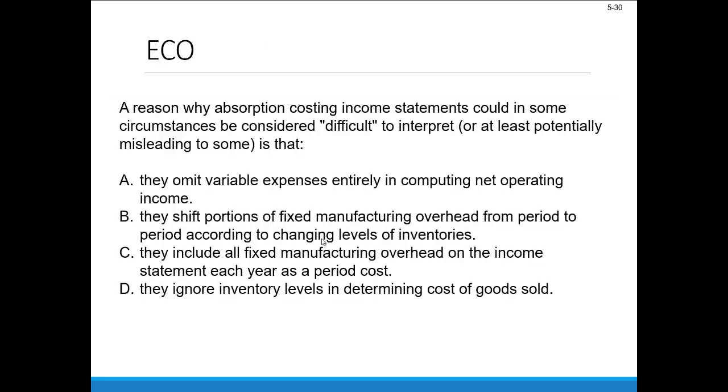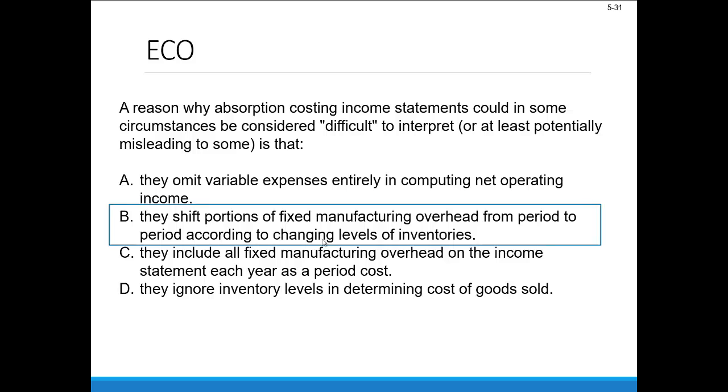So here's a quick question for you. A reason why absorption costing income statements could in some circumstances be considered difficult to interpret, or at least potentially misleading to some, is that what? Pause this, look over these 4 choices, A, B, C, D, and then come back for the solution.